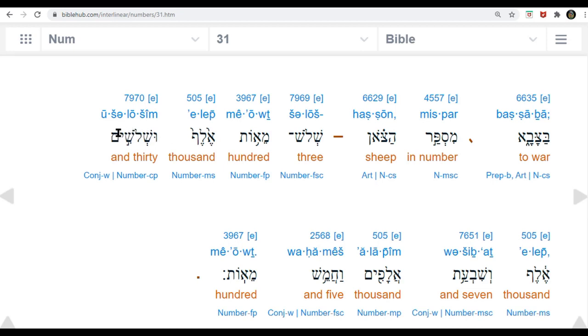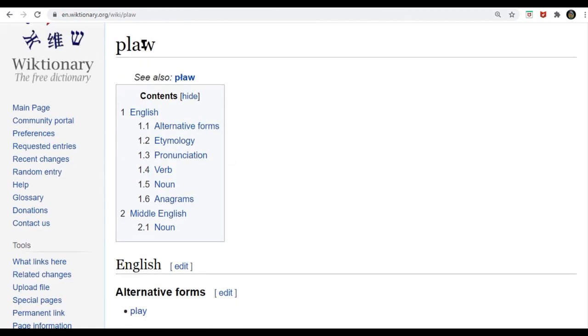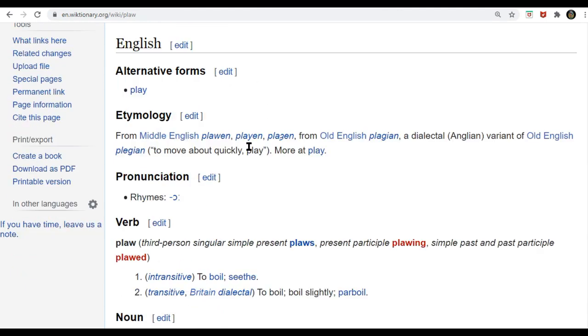Plaws, lesses, plaws in at. And so we're going to look this one word up, and it's going to show you where all 3 of these come from. This word plaw, P-L-A-W, however you want to see it, is where your word play comes from. It means to move about quickly.